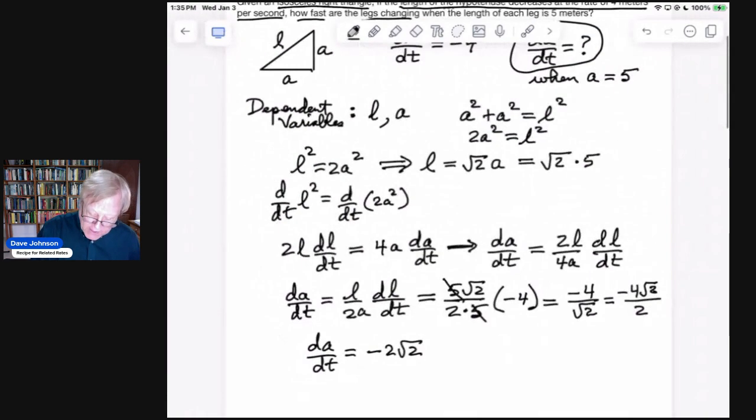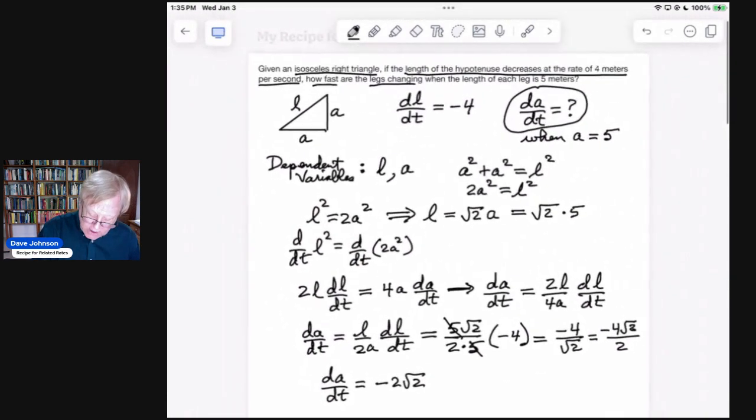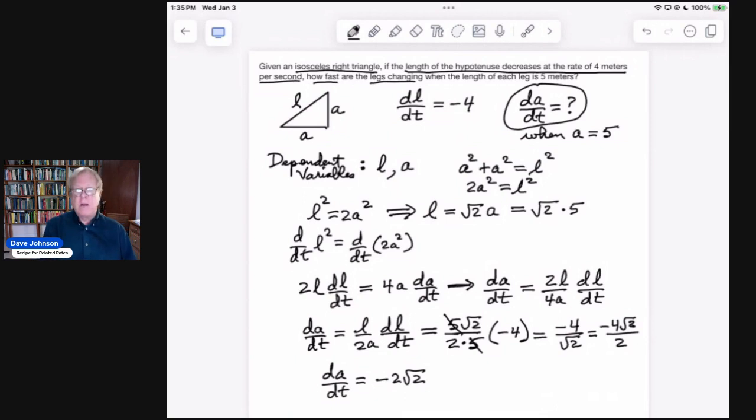Now at this point I would like to do a sanity check just to make sure that we're not completely off base here. Because the hypotenuse is decreasing in length at a certain rate, then we would expect just from geometry alone that the A's would decrease in length, and that's why we get a negative rate for the dA/dt.